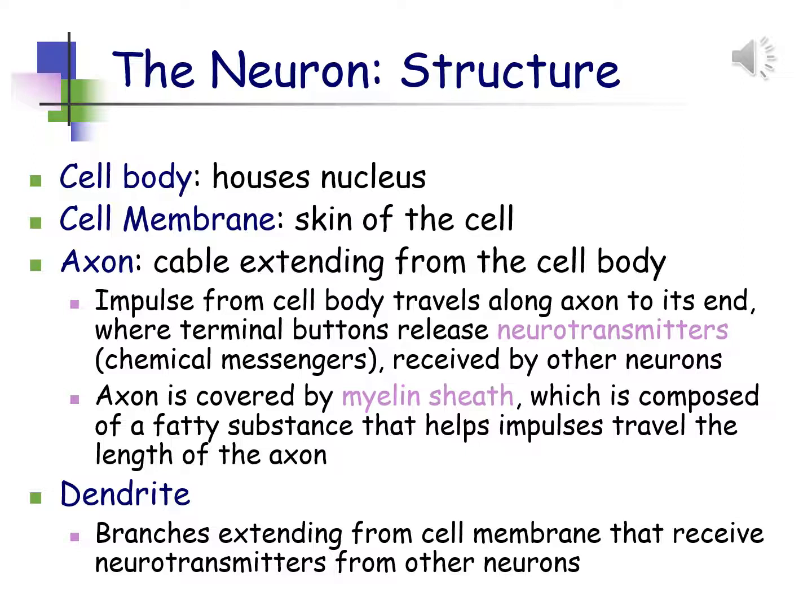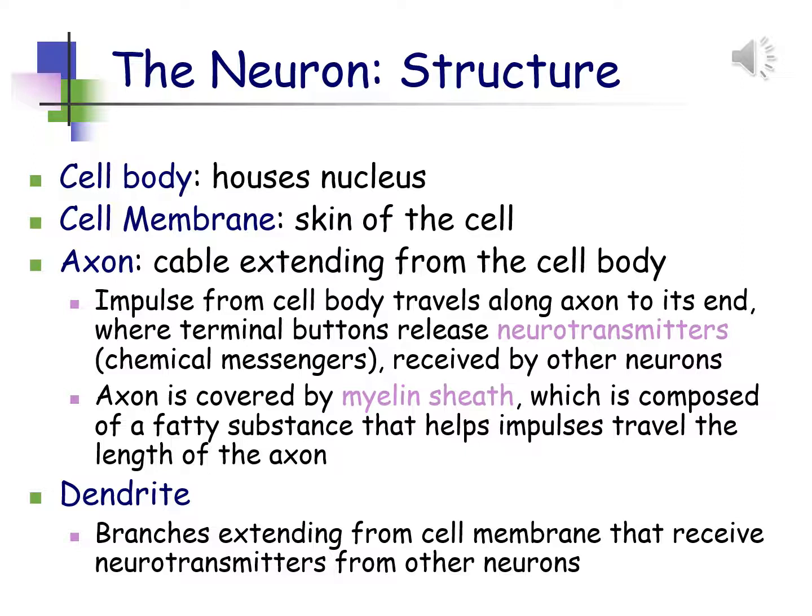The axon is, again, covered by myelin sheath, which is a fatty substance that helps impulses travel the length of the axon, as I described before. The dendrites are those little branches on the left top part of the picture that you saw before that extend from the cell membrane, and they receive neurotransmitters and messages via neurotransmitter from other neurons.